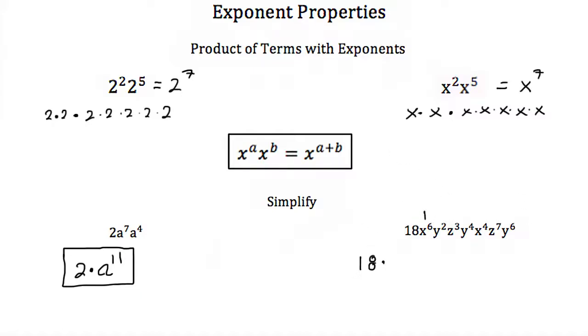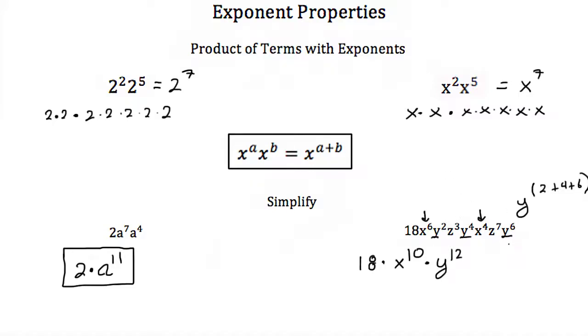I have an x to the 6th and an x to the 4th. So we keep our base, and then 6 plus 4 is 10. So we'll get x to the 10th. Now let's look at our y's. We got a y squared, a y to the 4th, and a y to the 6th. So this is the same as y to the 2 plus 4 plus 6, or y to the 12th.